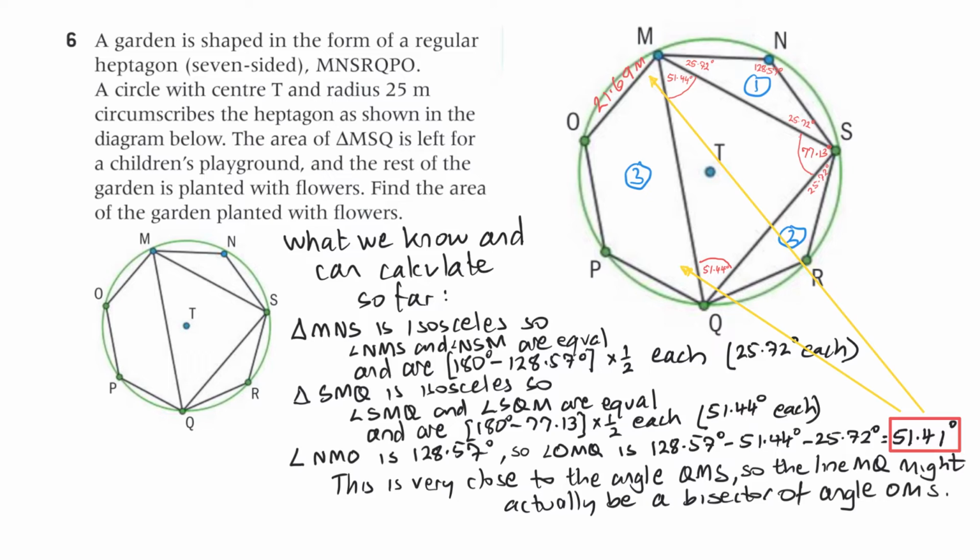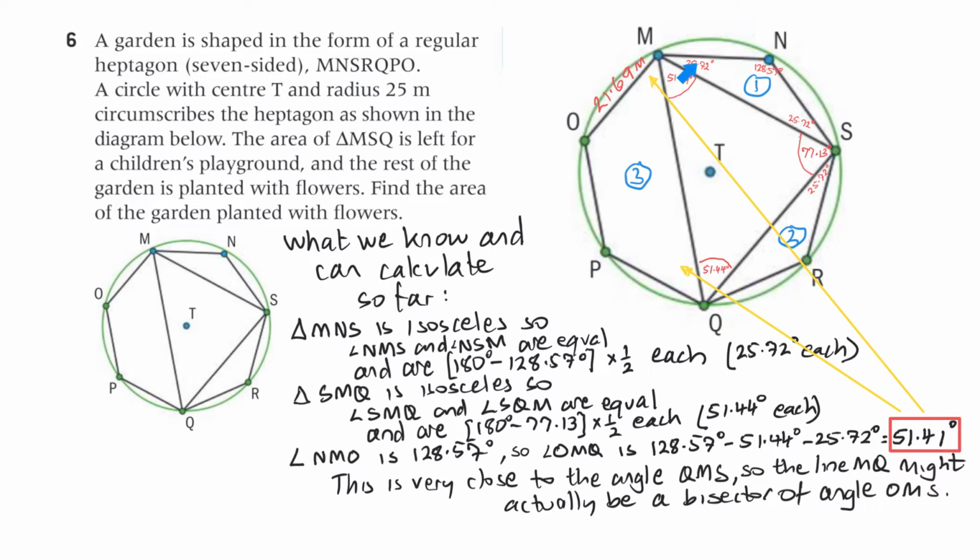That's an isosceles triangle, which means that angle and that angle must be the same. So 180 minus 77.13 equals a certain number, and that number divided by 2 gives us those ones there. And when you add them all up, that equals 180. We have enough information now to find these two angles here, because we know that OMN, which is that angle there, adds up to 128.57 because all these internal angles add up to 128.57. Okay, so we know all of that.